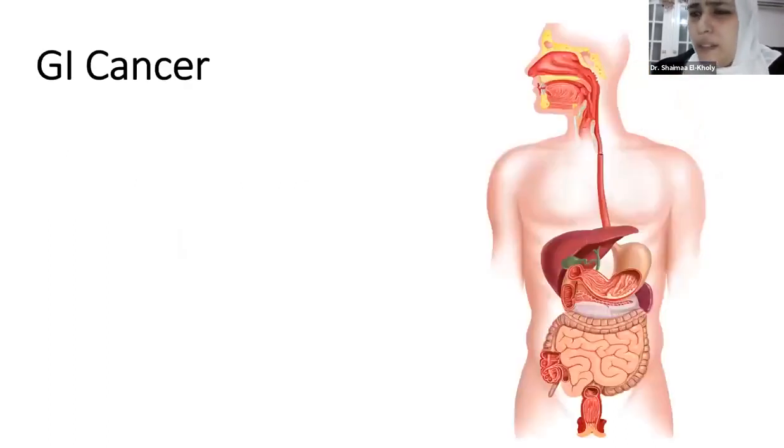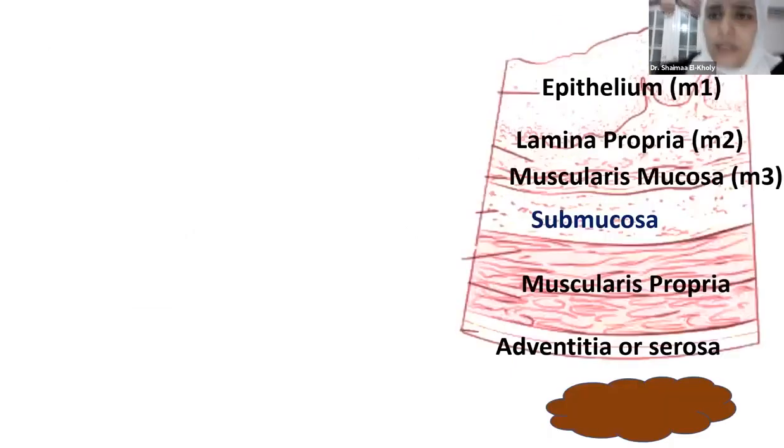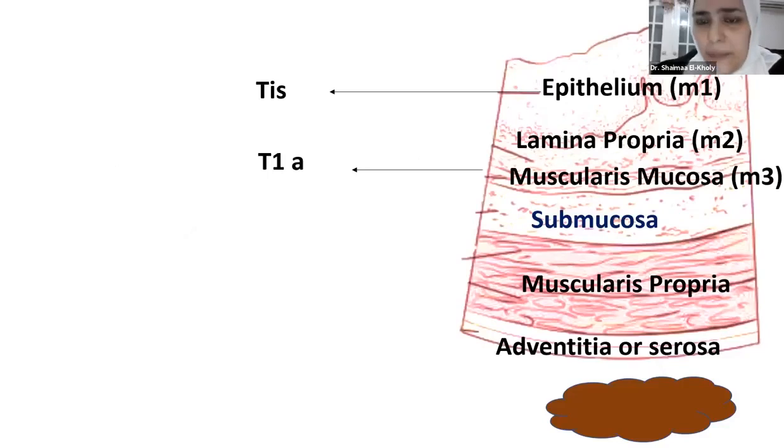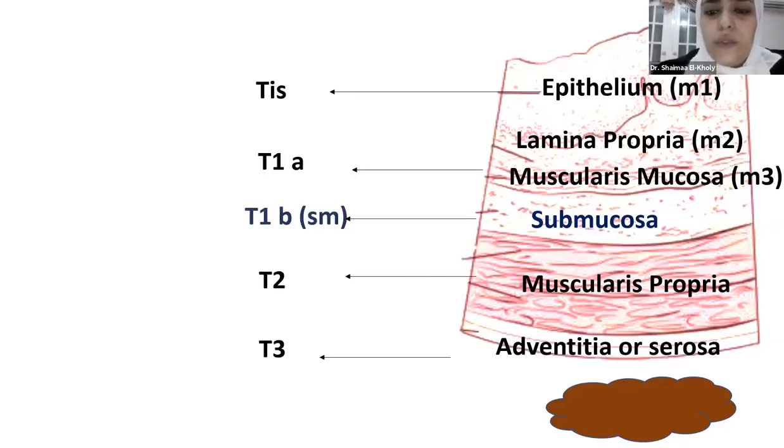So just a basic reminder about GI cancer and the layers of invasion. Here's the wall of the GI. Here's the mucosa composed of epithelium, lamina propria, and muscularis mucosae layer, then the submucosa, the muscle layer, then adventitia or serosa. If you have a lesion or cancer that is confined to the epithelium, it's called carcinoma in situ. When it starts to invade the lamina propria, it's T1a. When it goes to the submucosa, it's T1b. And then when it goes to the muscle, it's T2. To the adventitia or serosa, it's T3. To the surrounding structures is T4.